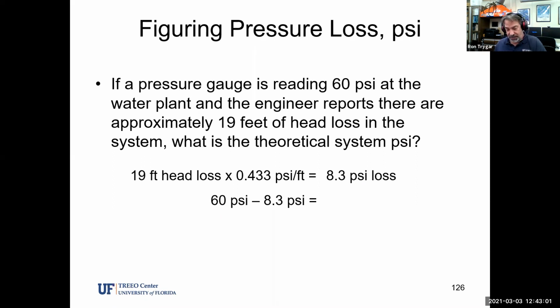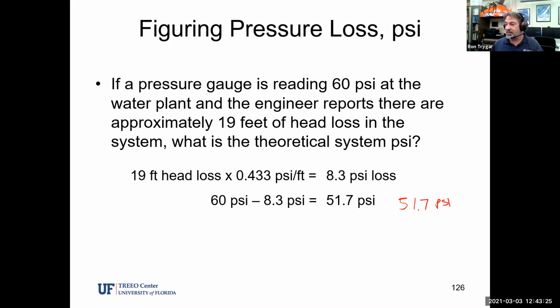So 60 minus the 8.3, I came up with 51. Let's see what we have on our slide here. We have 51.7, and that's what I got on my calculator. 51.7 PSI is the theoretical PSI in the water system based off of that head loss. So we can kind of use this in different avenues.